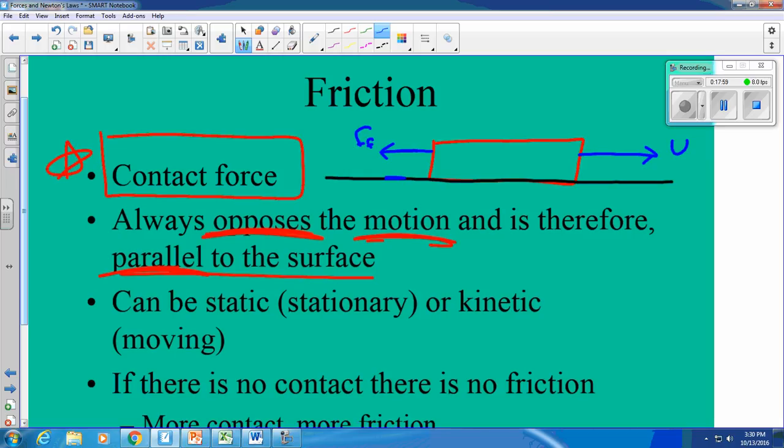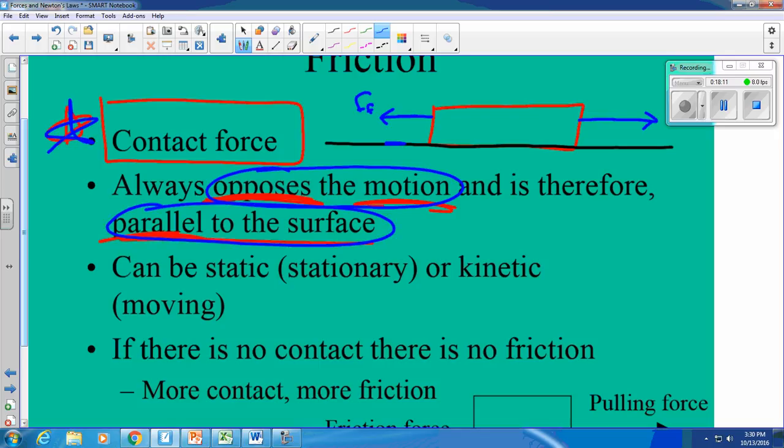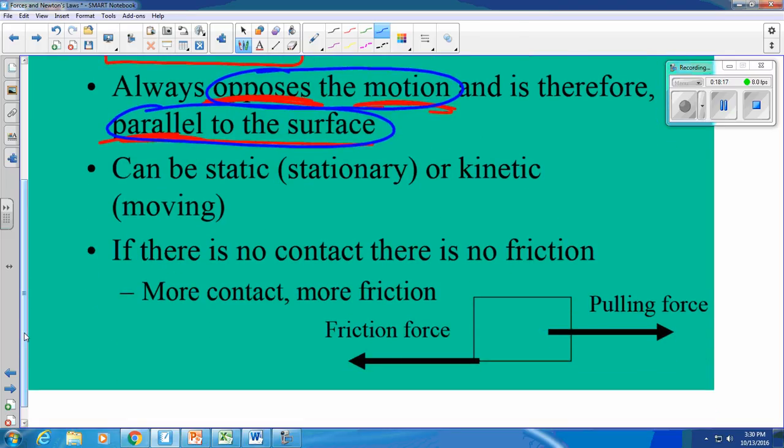So frictional force, you need to know it opposes motion. It's the opposite of the direction going, and it's parallel to the surface. It must have contact to have this component. We're not going to talk too much about static or kinetic. We'll get there later. But the key thing to remember, if there's no contact, there's no frictional force. If there is contact, it always opposes where it's actually going.